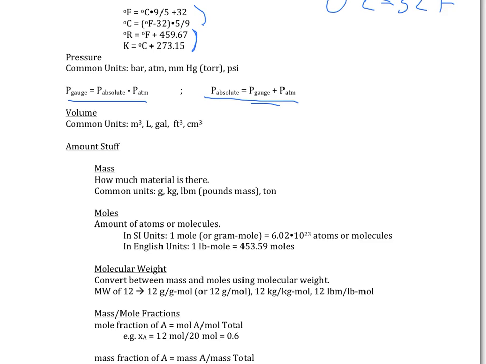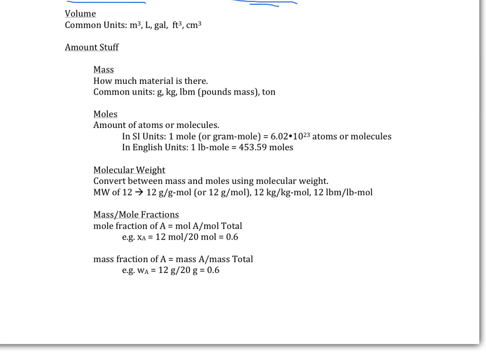We have units of volume: meters cubed, liters, gallons, feet cubed, centimeters cubed, etc. I don't think I need to say much about those. Let's talk about stuff, the amount of stuff. That's what I generally call it when we're talking about how much stuff we have.